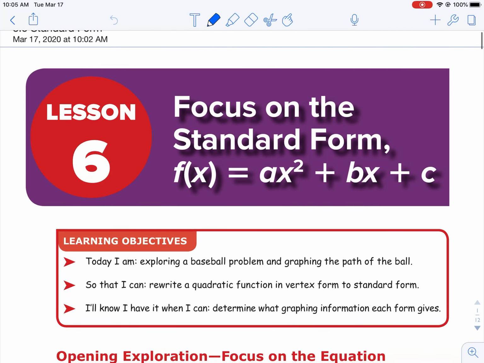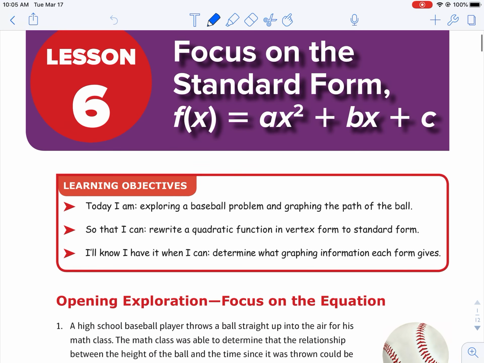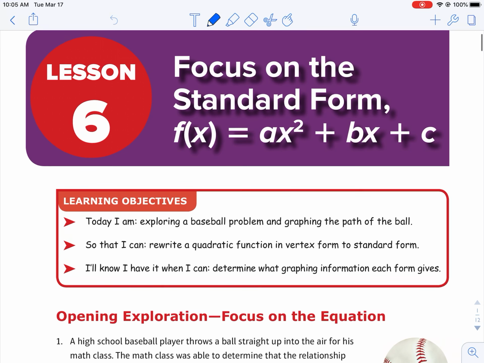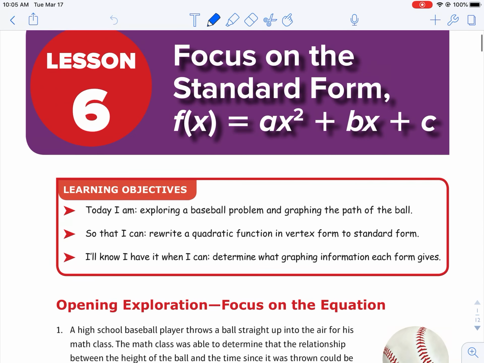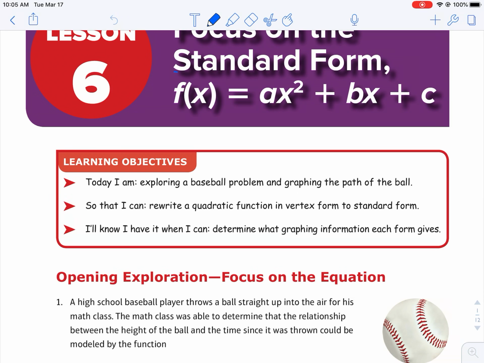I am going to be going over our first section of this online class, 8.6 standard form. This is the last section that we did in class last week, but I will be doing it again in case those of you missed it or you just want a refresher and so we know where to pick up from. So today we're going to be focusing on standard form, which is ax squared plus bx plus c.